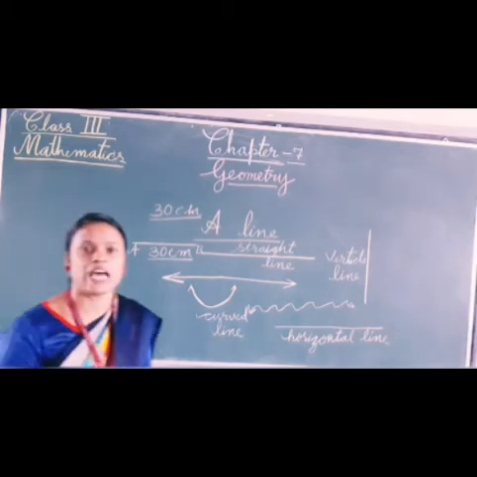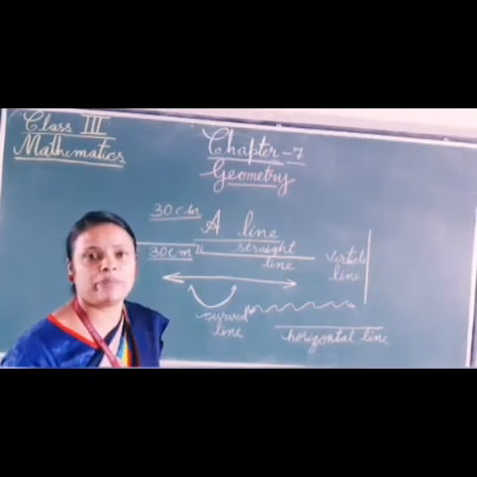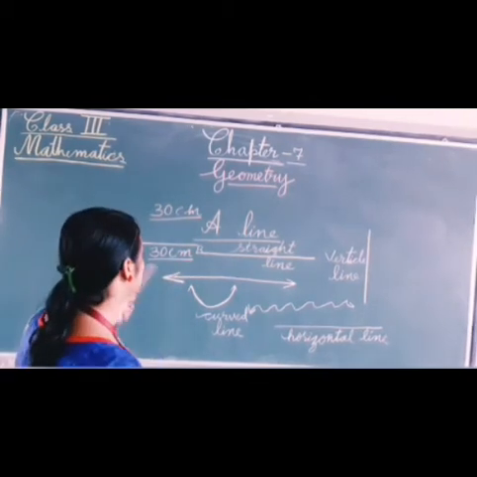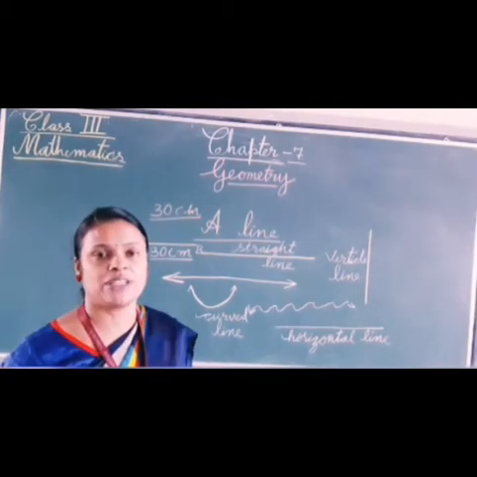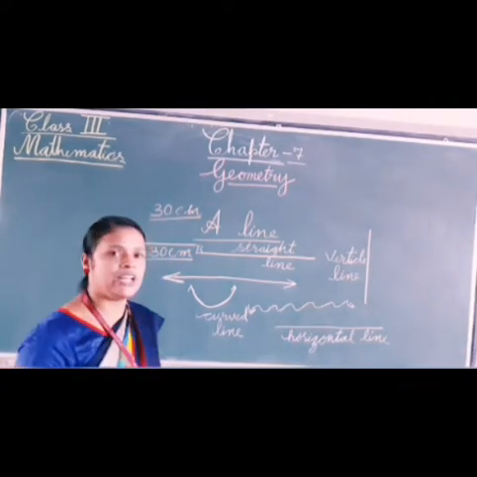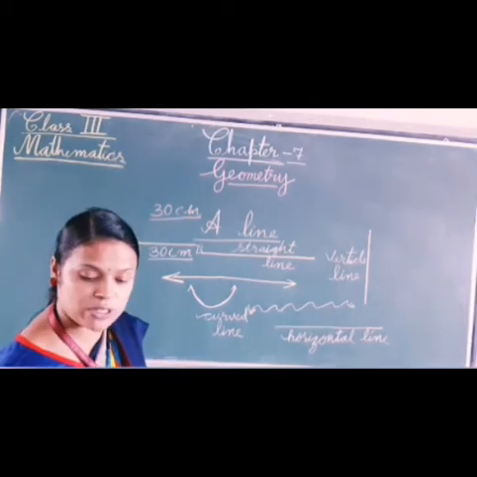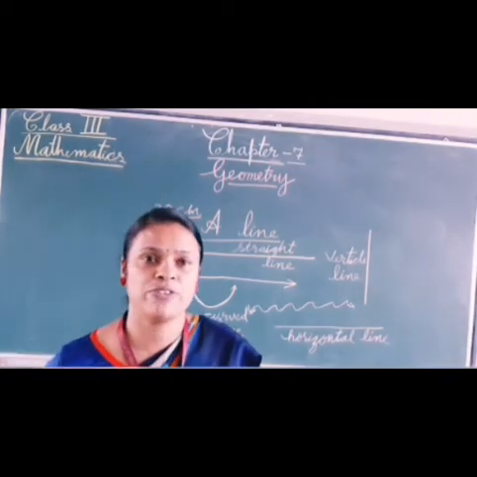In your last year's book we studied this way. The line segment AB is of 30 centimeter. This is the topic we have to learn today. Now I will show you some other examples and also we will read the first page.